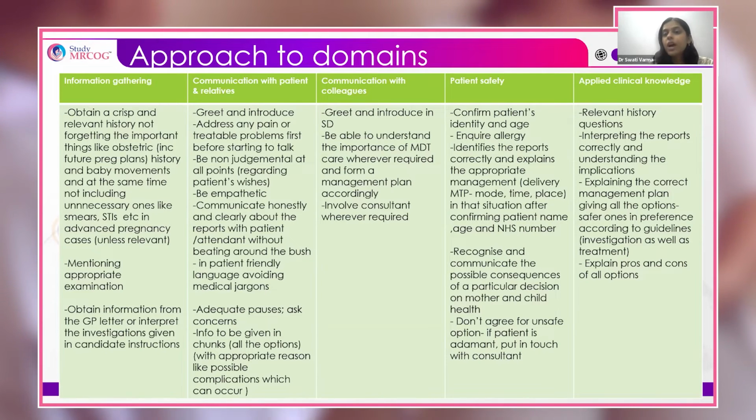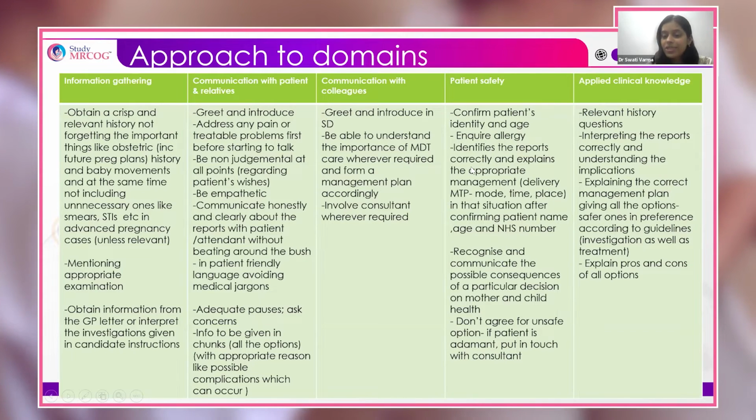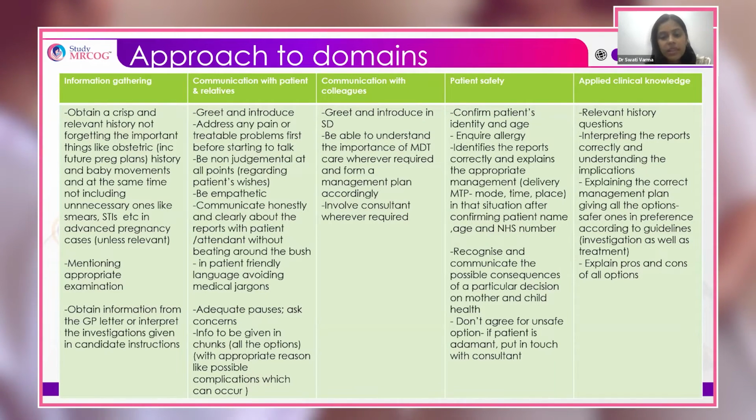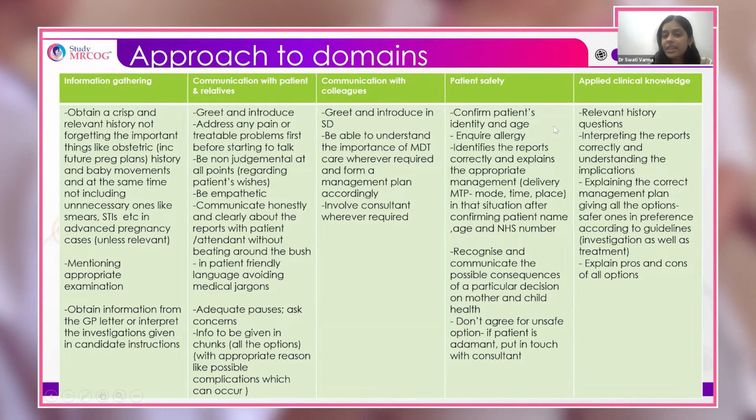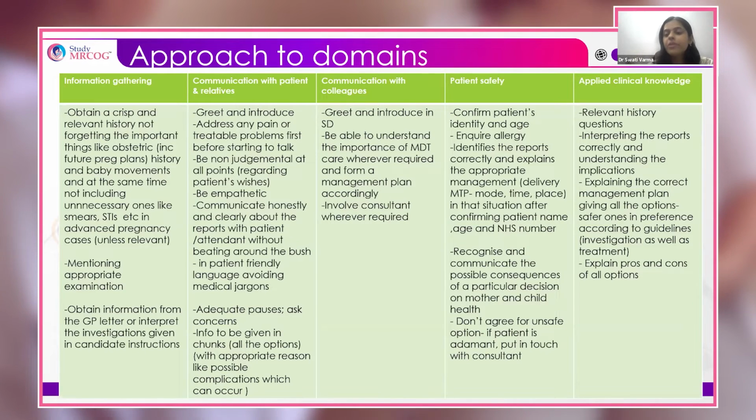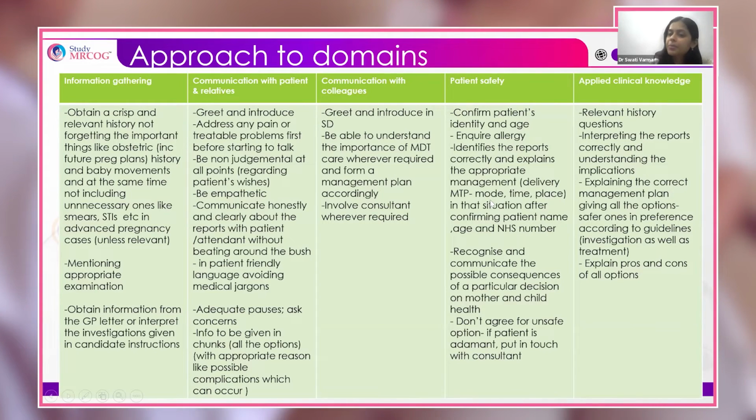Then you have to identify the reports correctly. Just pay attention to the type of twin which is mentioned, to the type of breech which is mentioned. If in the candidate instructions you are being given whatever she has undergone in a previous pregnancy or previous delivery, just identify it correctly. And in your mind, frame the consequences which can happen in this pregnancy, and explain the appropriate management according to that.